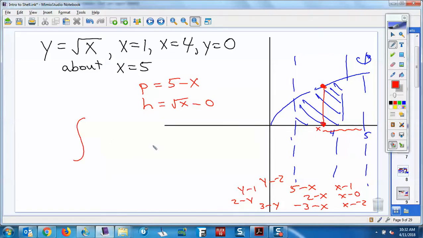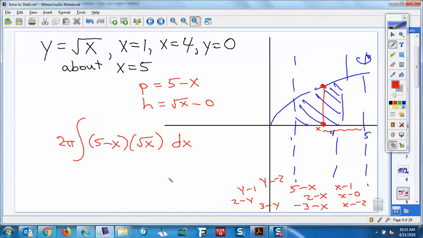So what's our integral then going to be? 2 pi out in front. Don't forget the 2 pi. And then 5 minus x. Doesn't matter what order. I usually do p then h. Square root of x, dx. From the strips fill the space. Same thing we've always preached. The strips fill the space from 1 to 4.